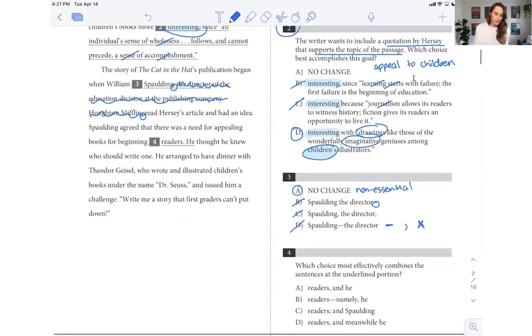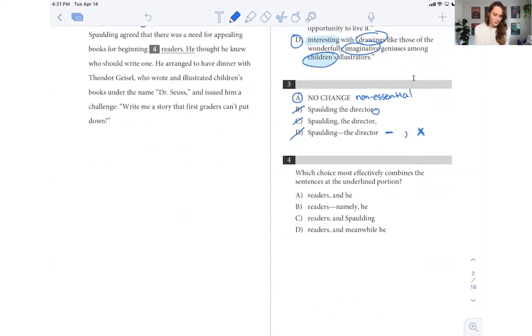Moving on. So Spalding agreed that there was a need for appealing books for beginning readers. He thought he knew who should write one. He arranged to have dinner with Theodore Geisel, who wrote and illustrated children's books under the name Dr. Seuss, and issued him a challenge: write me a story that first graders can't put down. So we want to answer question number 4. It says, which choice most effectively combines the sentences at the underlined portion? So we need something that's going to be the equivalent of a period, right? And we can immediately think that a period is equal to a semicolon is equal to a comma and.